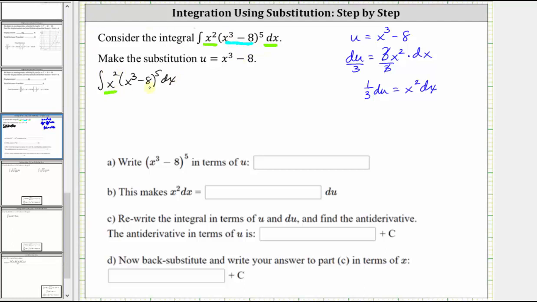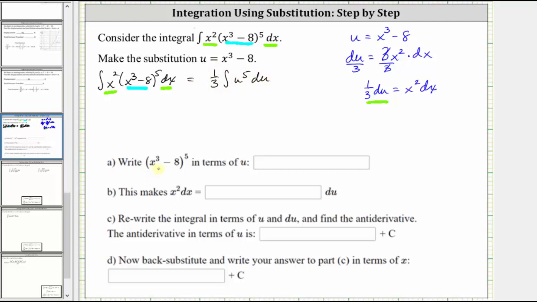And now let's write the given integral in terms of u. We now know x squared dx is equal to 1/3 du, and since u is equal to x cubed minus 8, we also have u to the 5th. So making the substitutions, we have 1/3 times the integral of u to the 5th differential u. And now let's take a look at our questions below.